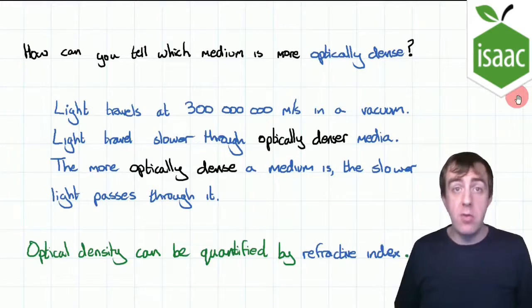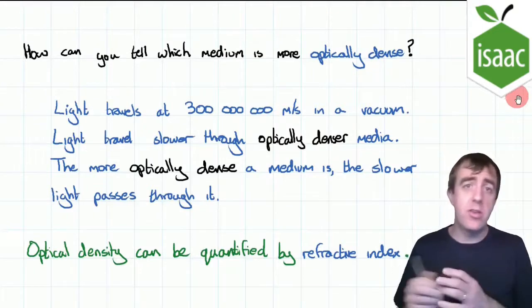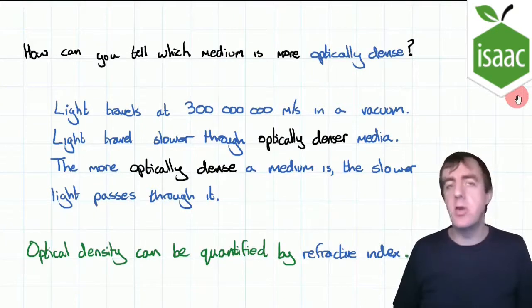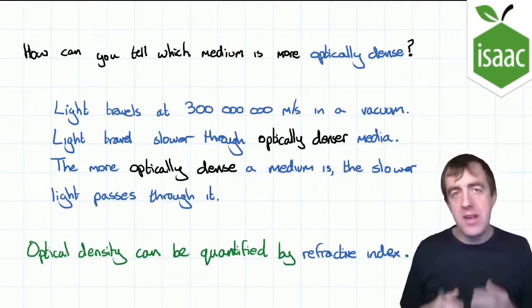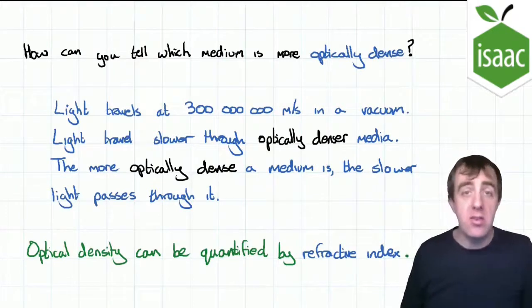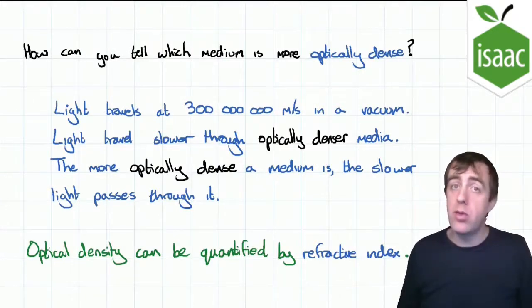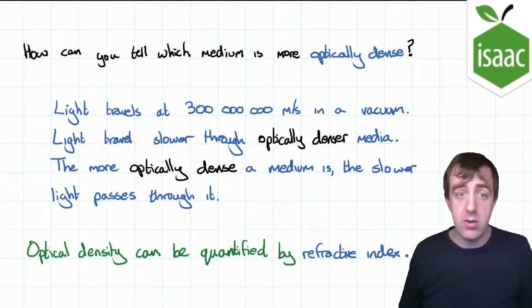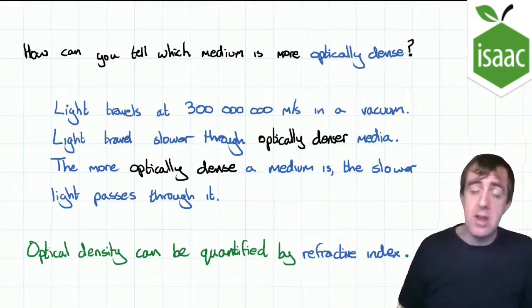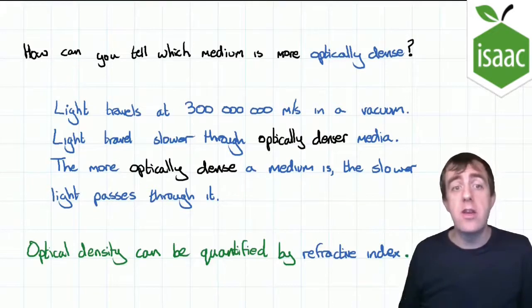Glass, on the other hand, is more physically dense and more optically dense than water. So optical density and physical density aren't related to each other. But the more optically dense a medium is, the slower light will go through it. Light can't travel faster than it does through a vacuum. The speed of light I've given here to three significant figures as 300 million meters per second.